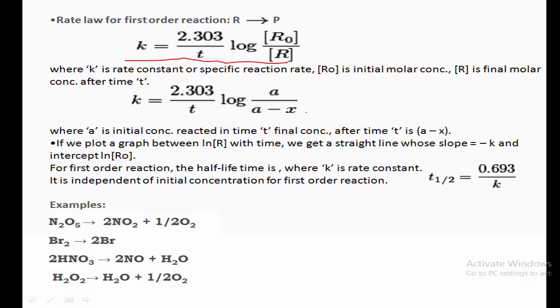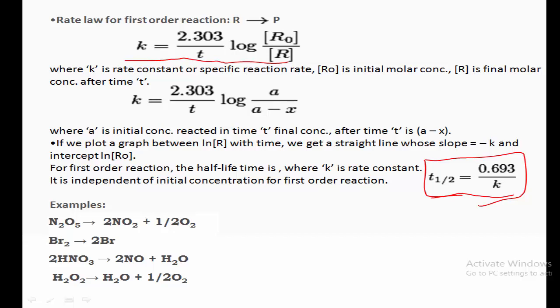If we plot a graph between ln R and time, we get a straight line whose slope is equal to minus k and intercept is ln R naught. For a first order reaction, the half-life is t half equal to 0.693 divided by k, where k is the rate constant.